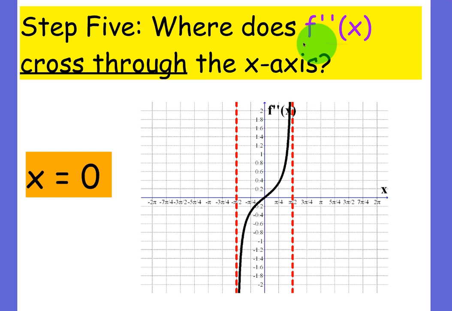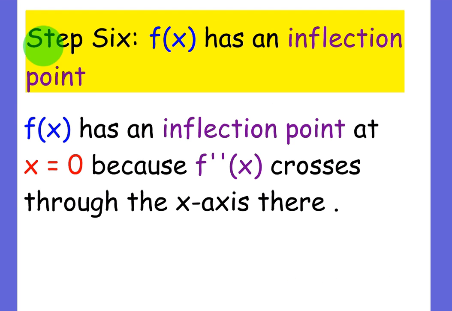Step 5, where does f double prime of x cross through the x-axis? Well, we can see right there at x equals 0, and it's important that we say cross through, because if it touched but didn't cross through, that means that the concavity didn't change, so there wouldn't be an inflection point there. Crossing through indicates a concavity change, and therefore an inflection point. So for step 6, f of x must have an inflection point at x equals 0, because f double prime of x crosses through the x-axis there.